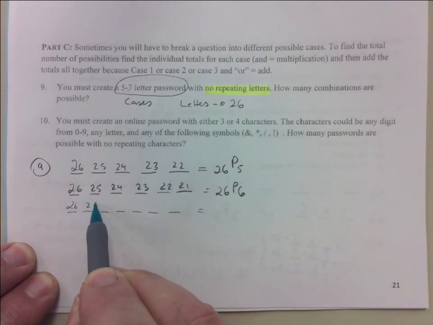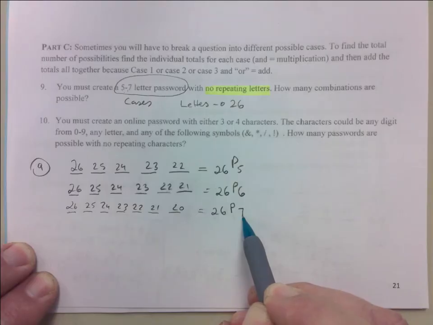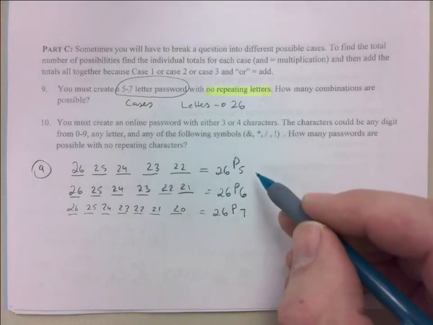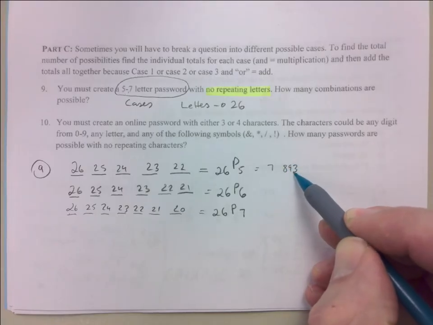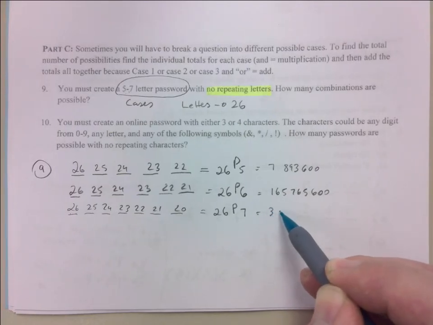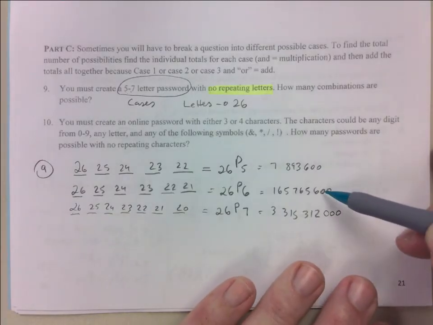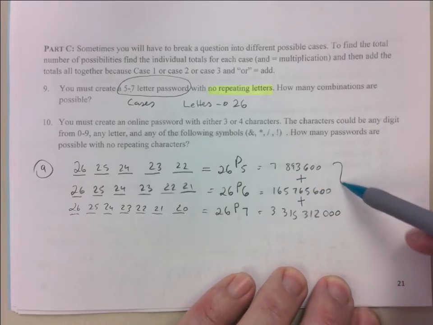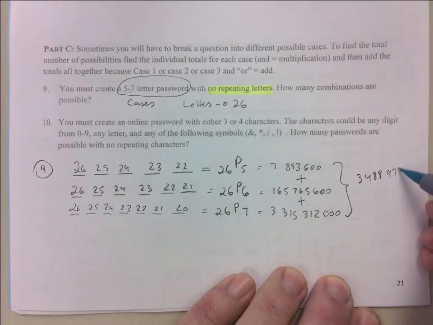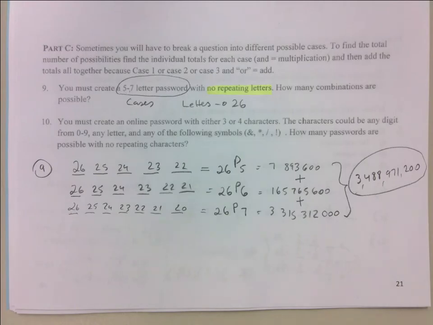So for 7, it's 26, 25, 24, 23, and so on. So this would be 26 pick 7. You can use your calculator. I already have this all in the key, so I'm just going to go with it. If you didn't do it, this is your chance. So this many, or this many, or this many. So we got to add them up. So that's 3,488,971,200. That's a lot of passwords.